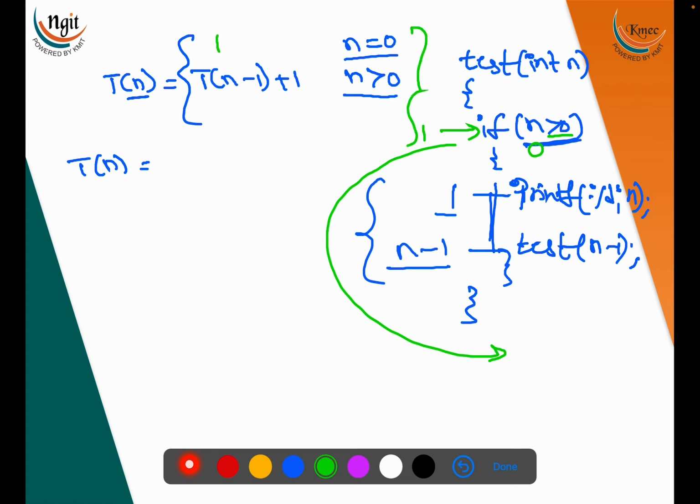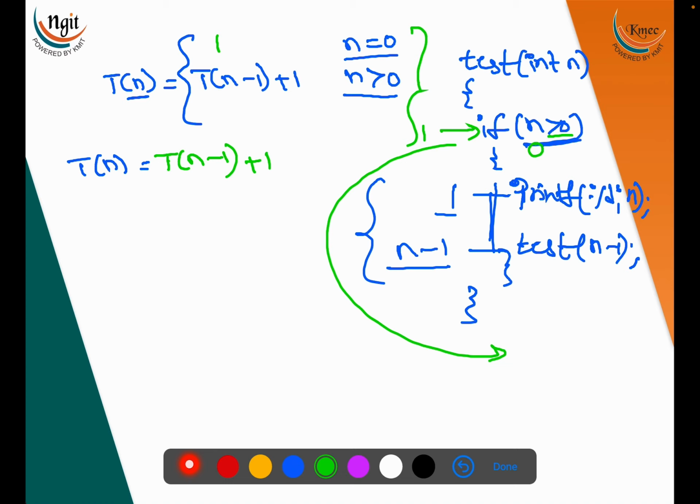So the recurrence relation is what? T of n is equal to 1 when n is equal to 0. T of n is equal to T of n minus 1 plus 1 when n is greater than 0. Now, we'll solve this recurrence relation. T of n is equal to T of n minus 1 plus 1.